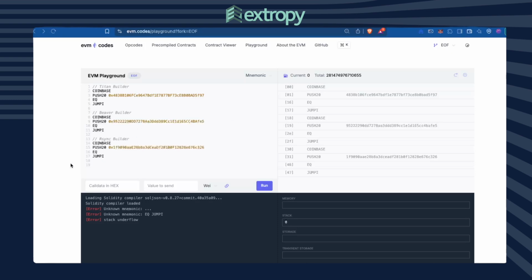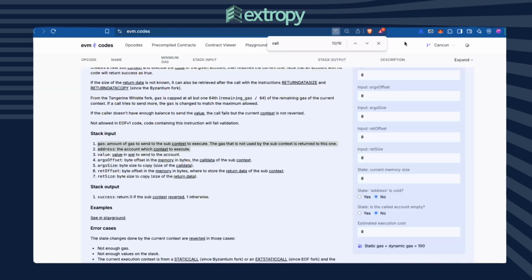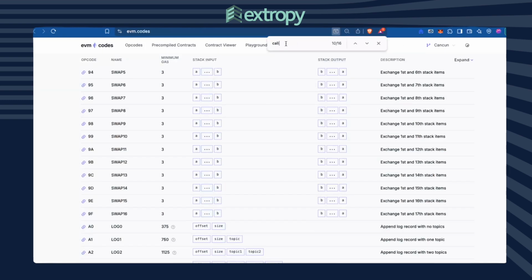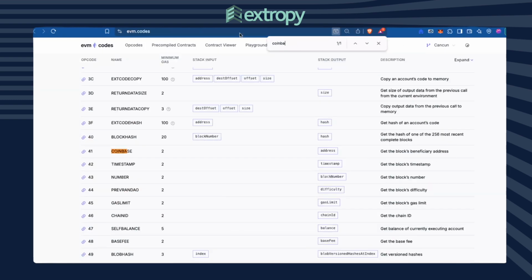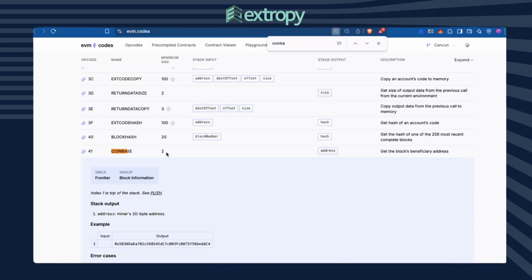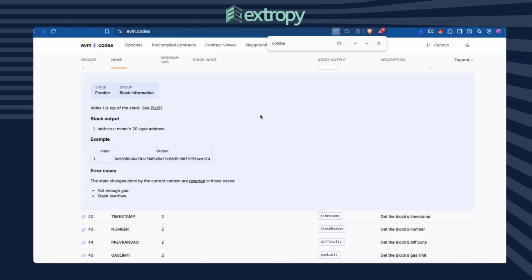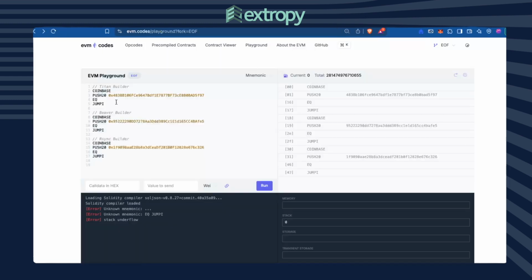Okay, is Coinbase not an opcode? What did we? Nope, it is not an opcode. Yeah, so that is something that could potentially change as the block is mined, and then the logic would change within something like this.